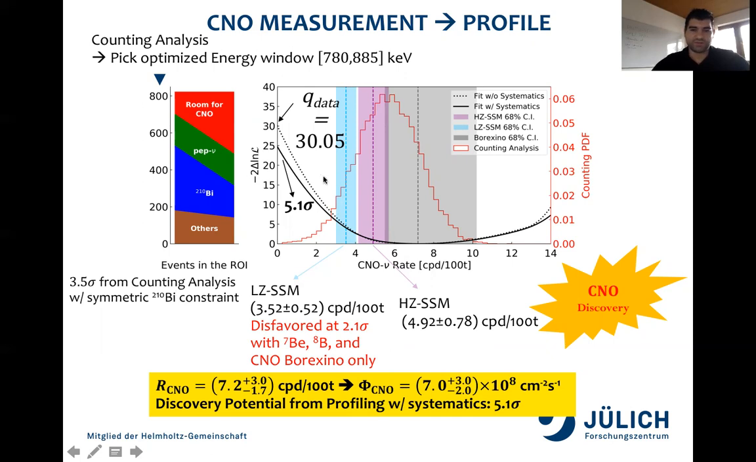On this plot, you can also see the low metallicity prediction and the high metallicity prediction, and we disfavor low metallicity at 2.1 sigma, combining beryllium-7, boron-8, and CNO measurement only. So our best fit values are shown here. We have a discovery potential from the profiling of 5.1 sigma, and this is clearly a CNO discovery.